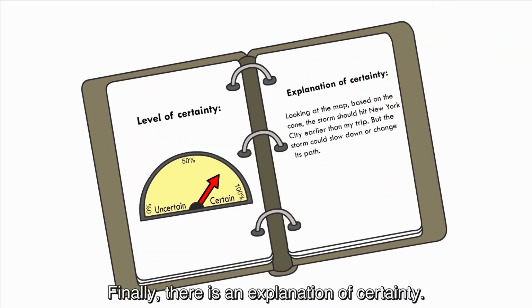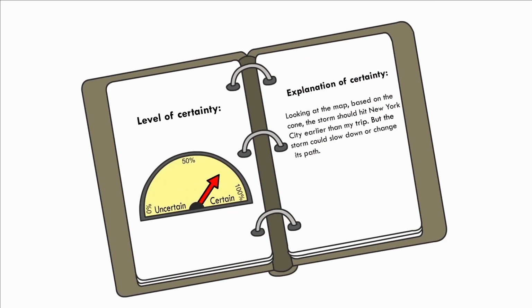Finally, there is an explanation of certainty. Looking at the map based on the cone, the storm should hit New York City earlier than my trip, but the storm could slow down or change its path.